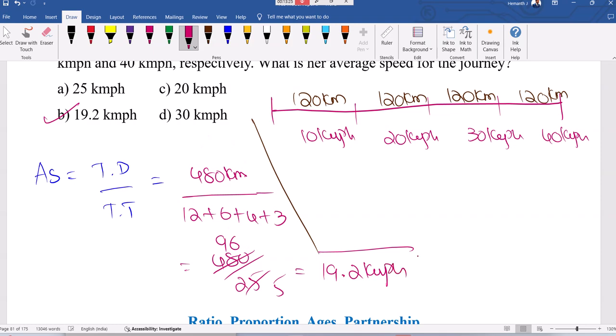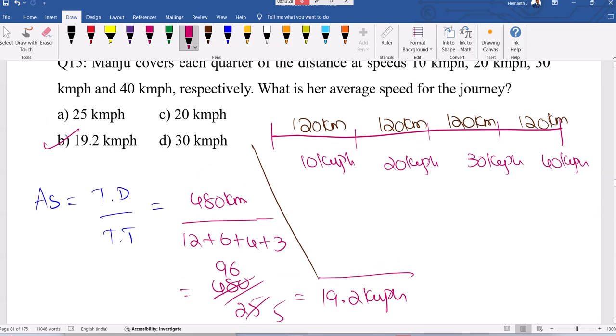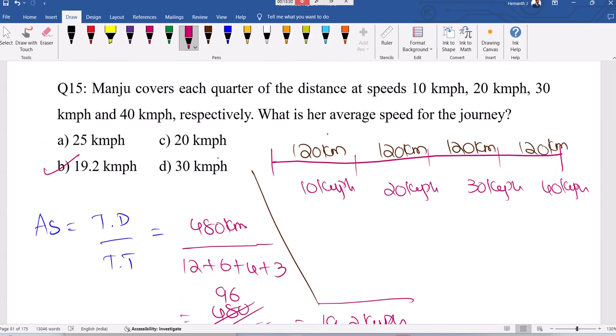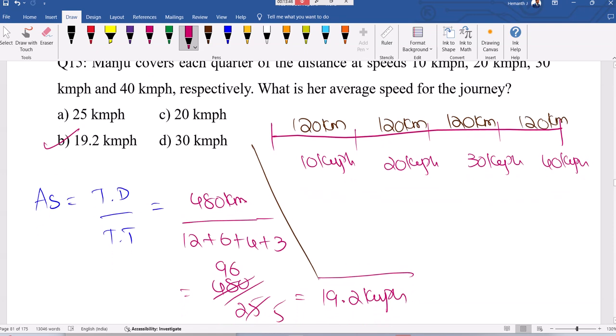Average speed is as simple as total distance divided by total time. I assumed the distance of each quarter as 120, 120, 120. You can take d by 4, d by 4, d by 4, d by 4, total distance d. Here every term will involve d, so you can take it out and cancel. Doing that will finally also give the same answer. But I have a habit of taking values instead of letters like d or x, so that you can solve the question fast.